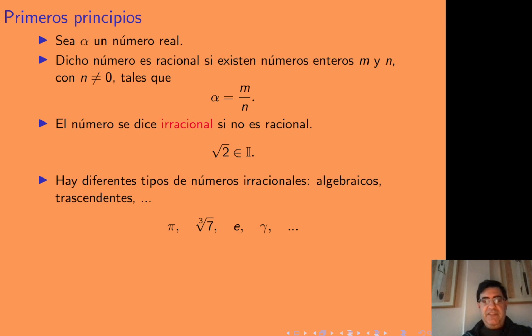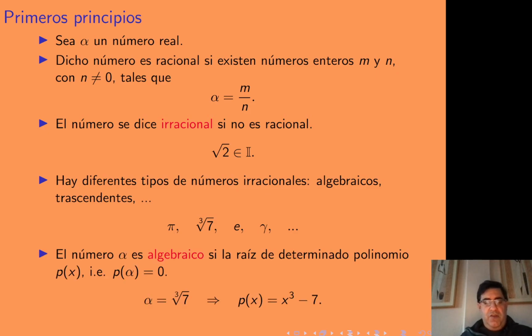At the same time, there are different kinds of irrational numbers. For example, we have algebraic numbers. The algebraic numbers are those which are solutions of a polynomial with integer coefficients. Then we have transcendental numbers like pi, e, and some other numbers. For example, we have the Euler-Mascheroni constant, gamma, and there are many others. But mostly people usually talk about algebraic irrational numbers and transcendental irrational numbers.